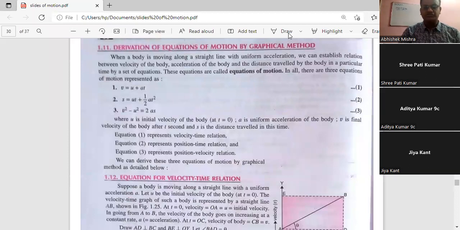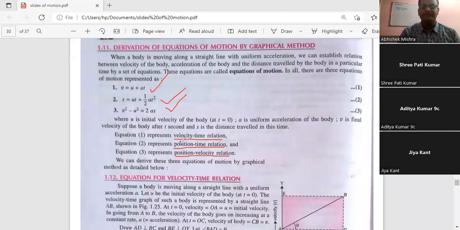Now here one thing to be noted, students. Equation 1 represents the velocity time relation. Equation 2, s = ut + half at square, represents the position time relation. And equation 3, v square minus u square = 2as, represents the position velocity relation. So these three are the cases, or we can say the three questions, which we are going to discuss.